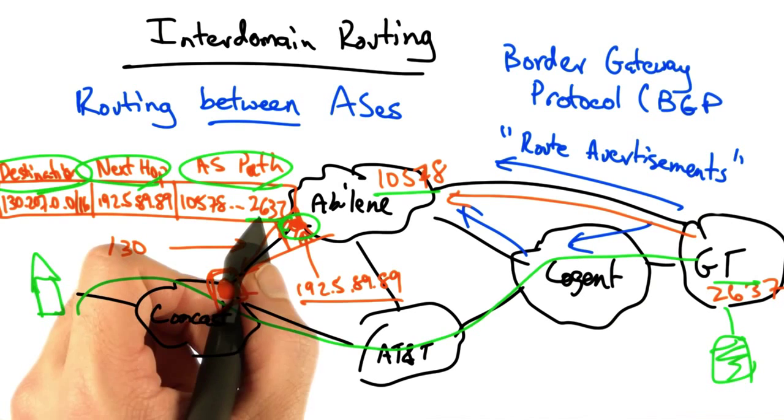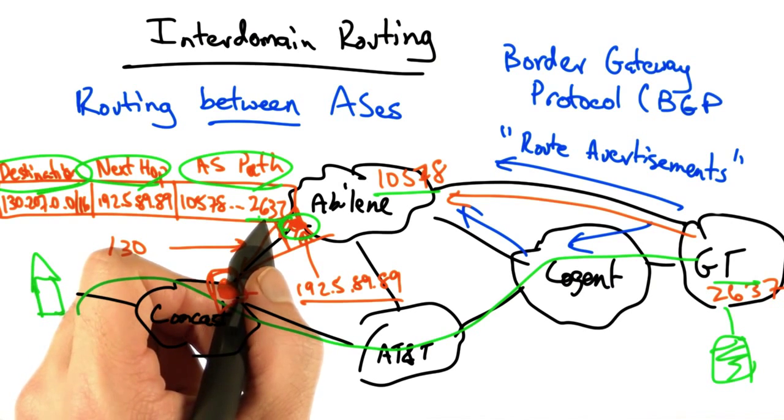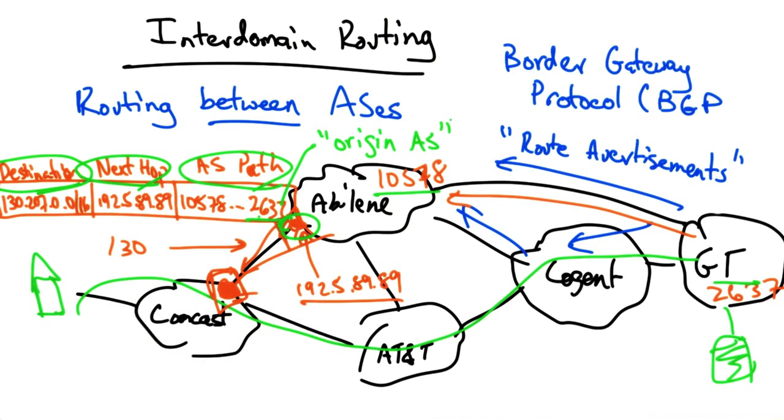The last AS number on the AS path is often called the origin AS, because that is the AS that originated the advertisement for this IP prefix. In this case, the origin AS is 2637, or Georgia Tech, because it is the AS that originated the announcement for this prefix.